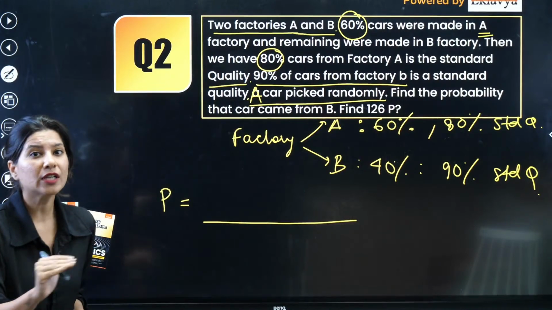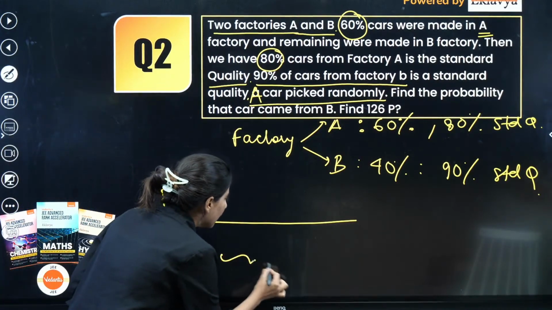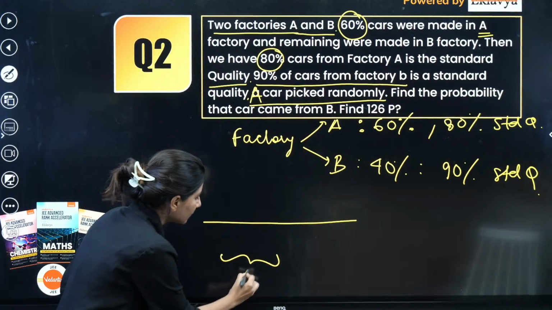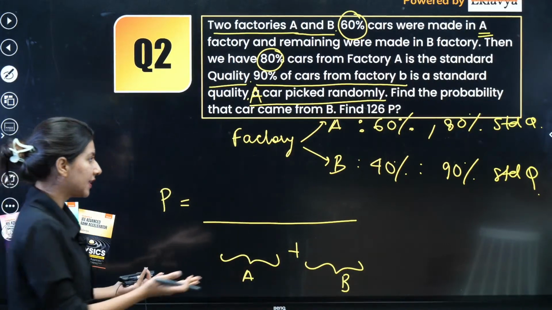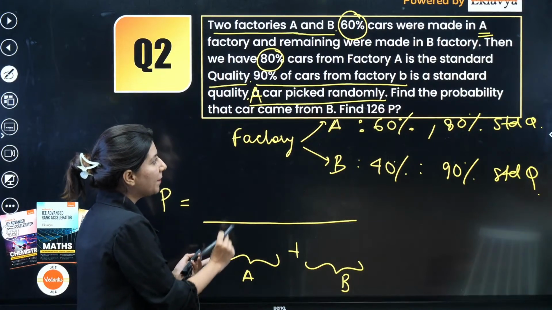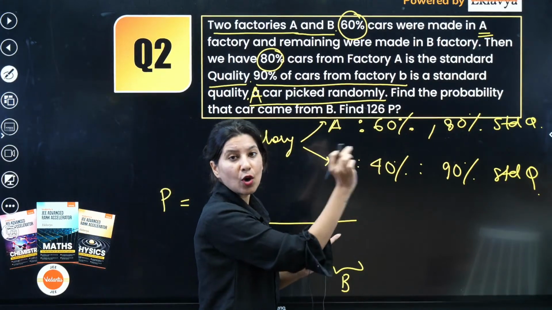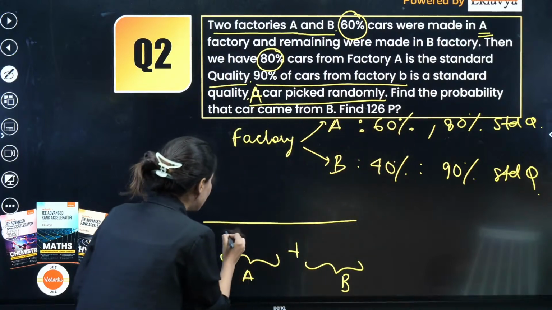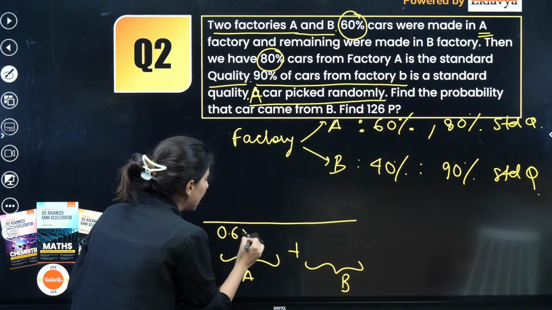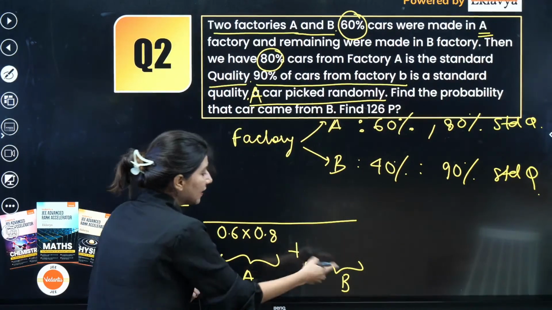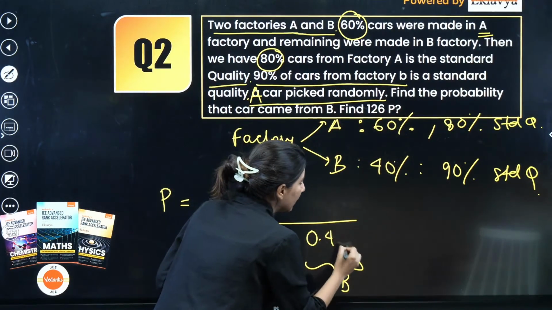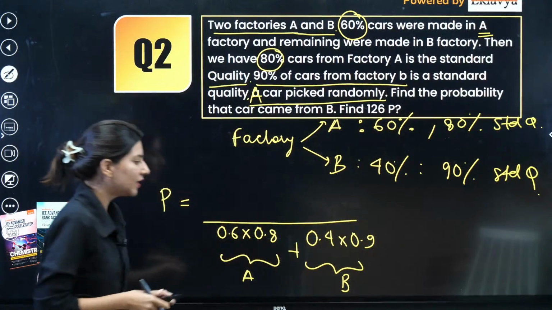I am going to write the total probability. That means the car is from A plus the car is from B, given that it is of standard quality. So first of all, if I pick a car from A, there are 60% chances that it will be from A. And given that it is of standard quality, 0.8. Now what about B? 0.4 into 0.9 will be in the denominator, right?